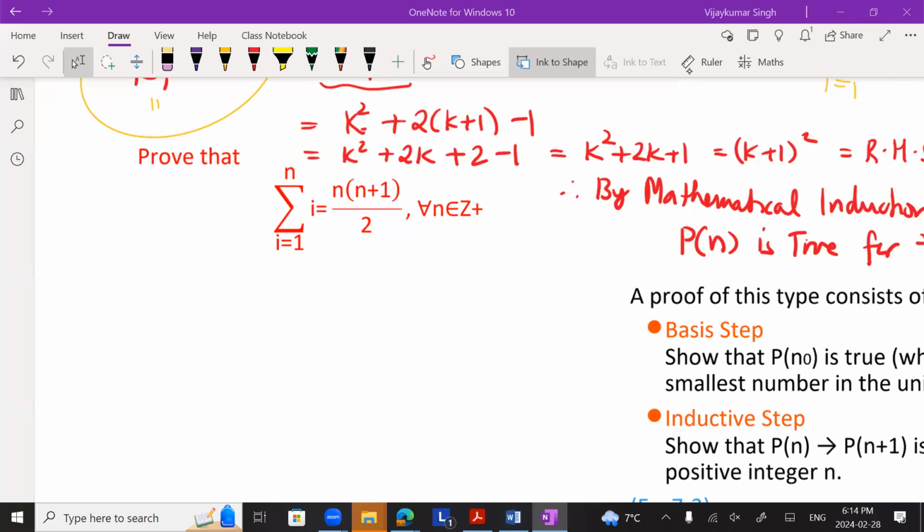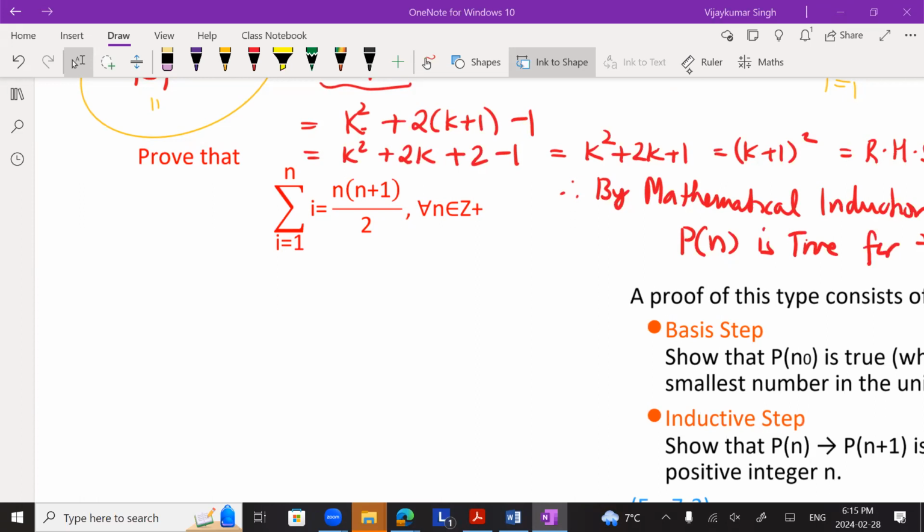Let's try to write a proof for this statement: the summation of i going from 1 to n of i is n into (n plus 1) divided by 2, for all n belonging to Z. Okay, and there's an emphasis on how to write this statement as well. So let's see, what is our statement we want to prove?